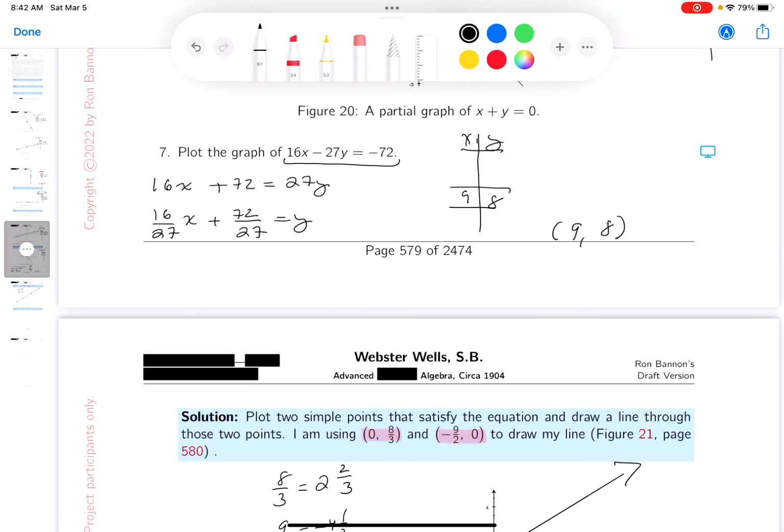What I should probably do is reduce 72 over 27 for you. Would that help out? I write it a little differently: 16x plus 72 over 27. But what I want to point out is that I'm just going to march up 27. That's all I'm going to do. So what's 27 plus 9? That's going to be 36.